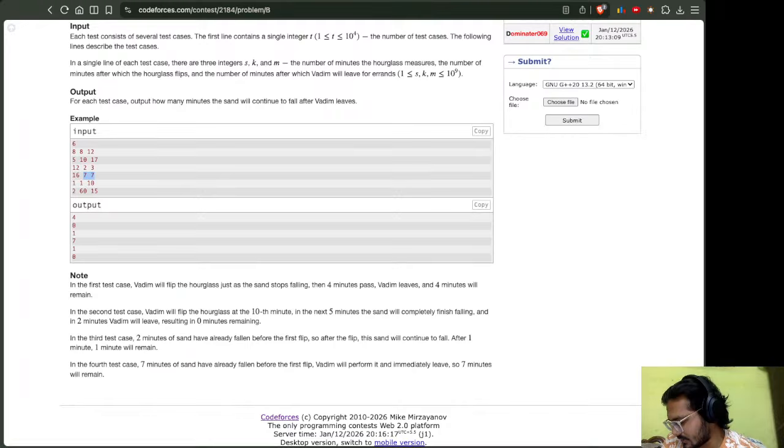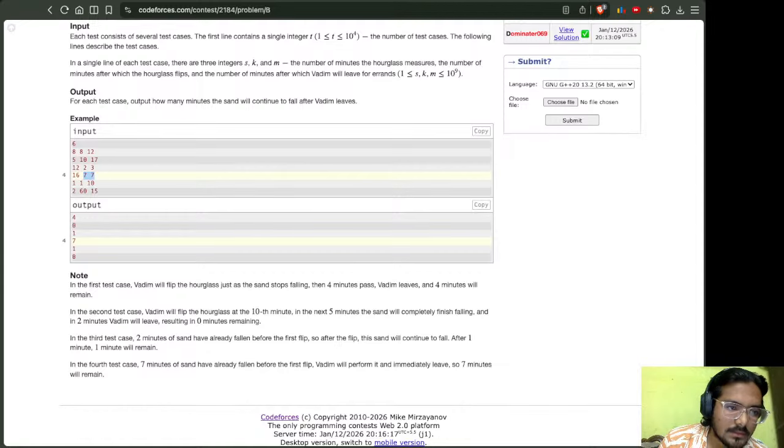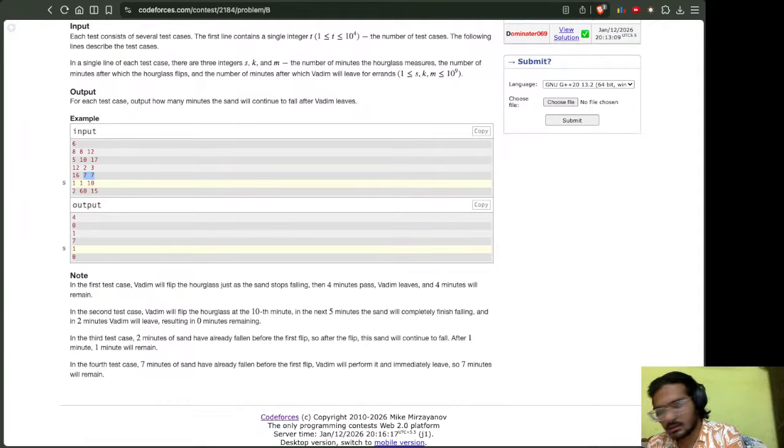Meaning 7 divided by 7 is 1. Two divided by 2 was also 1. So in odd occurrences we have k. Capacity is k. Okay, right. 1, 1 and 10. So we flip after every 1 minute. Okay, we started with 0.